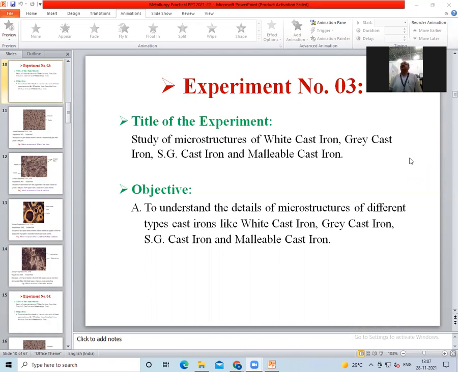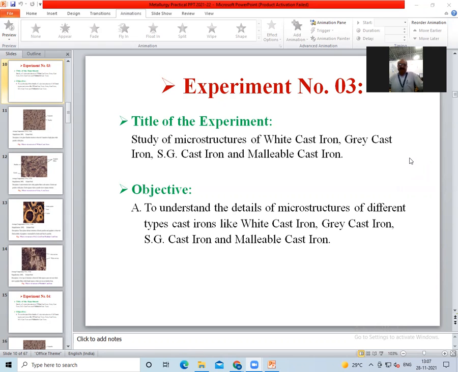Okay. Today's experiment number 3. Title of the experiment: Study of microstructure of white cast irons, gray cast irons, SG cast irons, and malleable cast irons. In our lectures, in the second chapter, we're going to discuss the white cast iron, gray cast iron, SG cast irons, malleable. This is the last part of our chapter number 2.